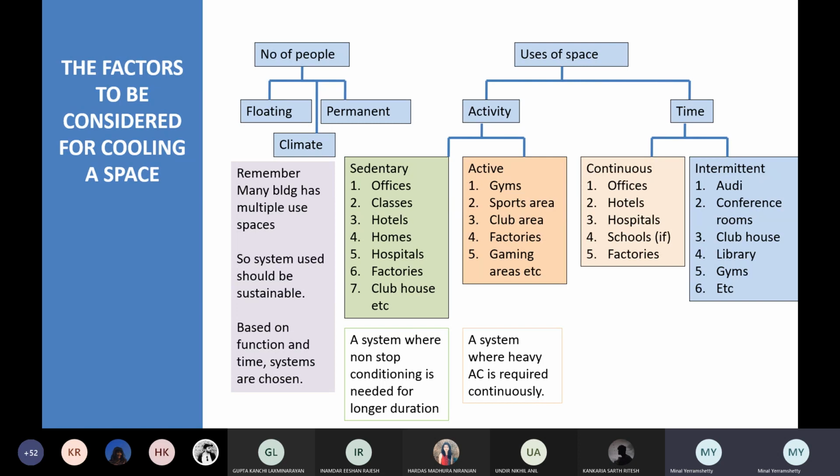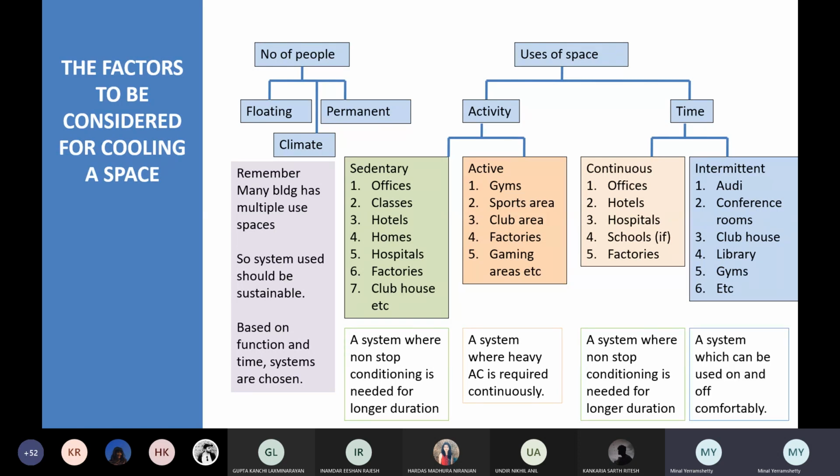Gym system, where heavy air conditioning is required continuously. Imagine a gym functioning from morning 6 a.m. to night 10 p.m. It's a large gym, a huge area. Obviously you will have to go for a package unit with a ducting system. The split system probably is not a very good idea there. So these are some of the factors and systems that you will have to opt for.